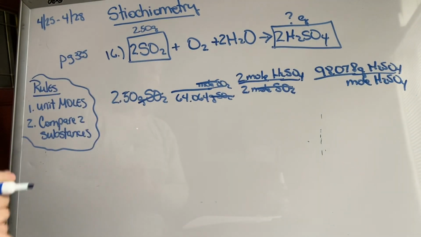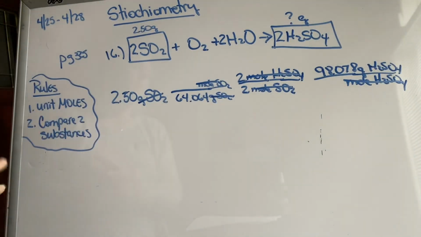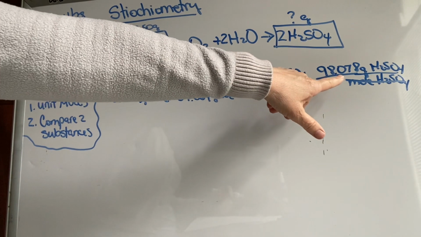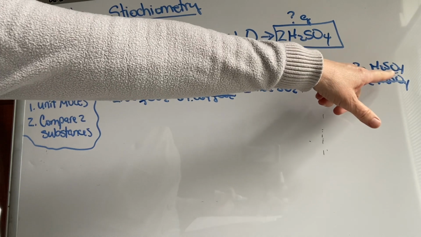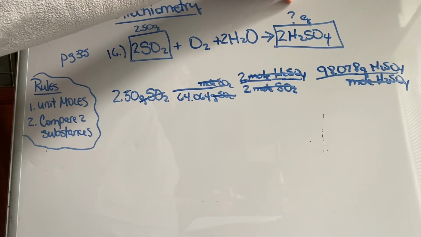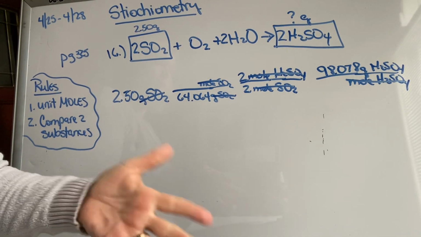Okay, and you would have gotten 98.078 grams per mole when you did the molar mass of sulfuric acid. Your mole of sulfuric acid and your mole of sulfuric acid will cancel out, and then you just evaluate again. So you look up here and you go, what unit am I in? I am in grams of sulfuric acid. Is that what I'm supposed to be solving for? Yes, it is. I'm good. I'm done now. I've done what I need to do.